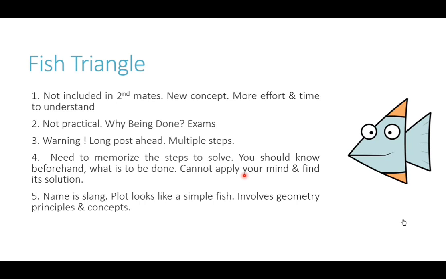It is basically related to the fishes which we used to make when we were kids in our drawing classes. The teacher explains to you how a fish can be created by making triangles. Now our plot here for this particular question looks something similar to those fishes which we used to make. So that is from where the name fish triangle comes in. It has got nothing to do with fishes as such.